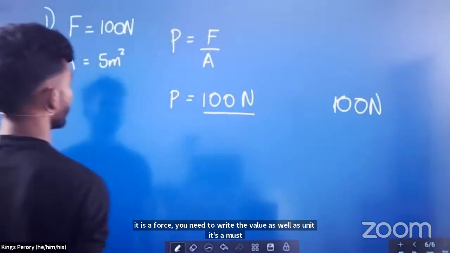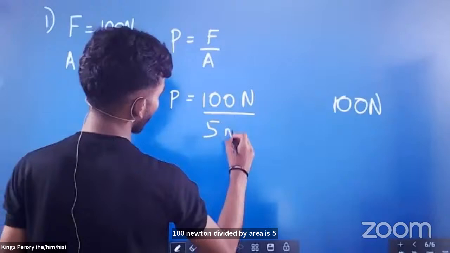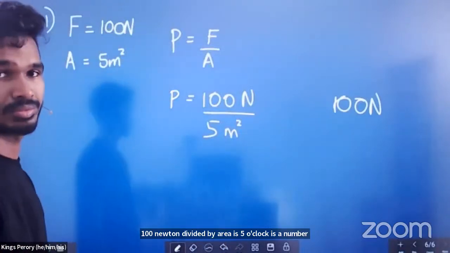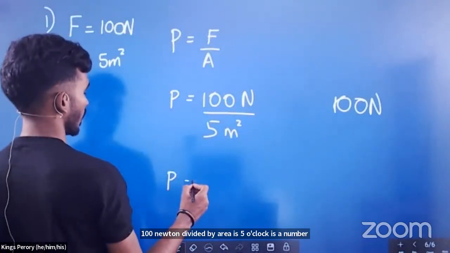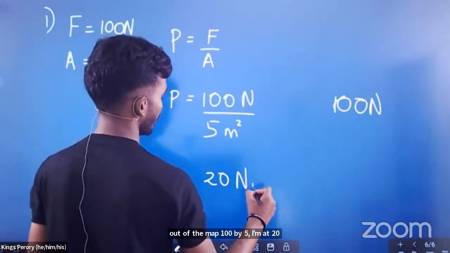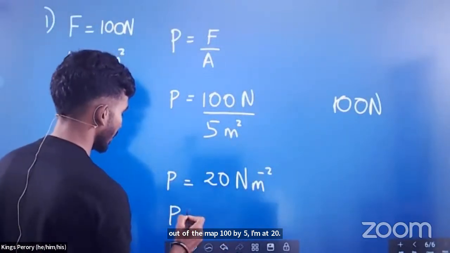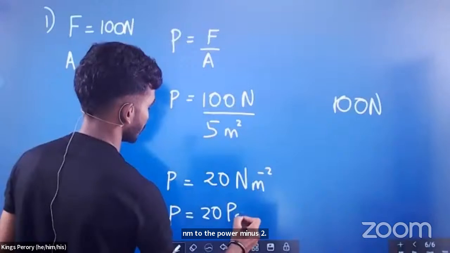100 Newton divided by area, which is 5 meters square. Never write 5 as just a number. Now do the math. 100 divided by 5, how much? 20. Newton per meter square, N m to the power minus 2. Or directly you can keep it as 20 Pascal.